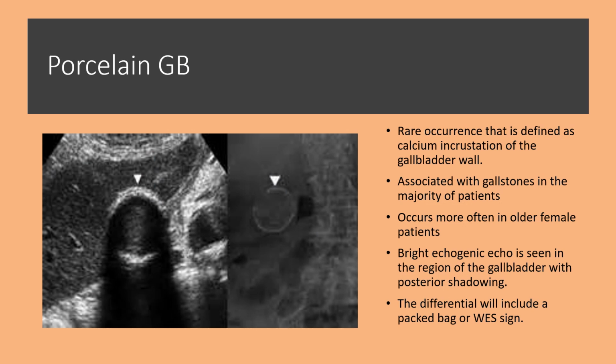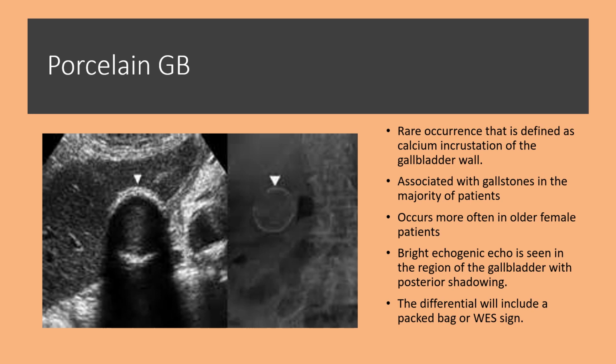Okay, porcelain gallbladder. This is a rare occurrence. It's defined as calcium incrustation of the gallbladder wall. So the gallbladder wall itself becomes calcified, or porcelain. Oftentimes, the majority of patients with porcelain gallbladder are going to have gallstones, and we see it most often in older female patients. It can be mistaken for the WES sign. So that would be your differential. Is it a packed bag full of stones, or is it a porcelain gallbladder?